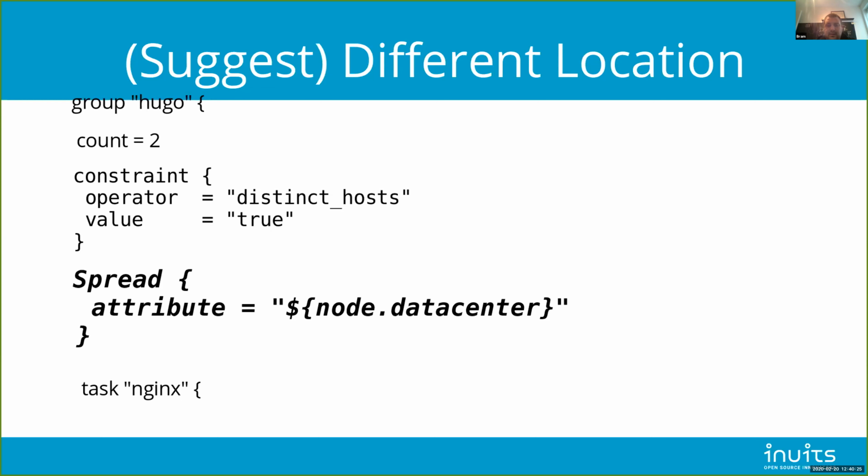Spread, as the title of the slide suggests, is just a suggestion. Whereas constraint will actually fail if it fails to schedule onto different hosts, when Nomad can't fulfill a spread, it will just continue deploying and scheduling nodes. So it will try, but it will not fail upon a failure to schedule. So that's something to keep in mind when you are spreading.